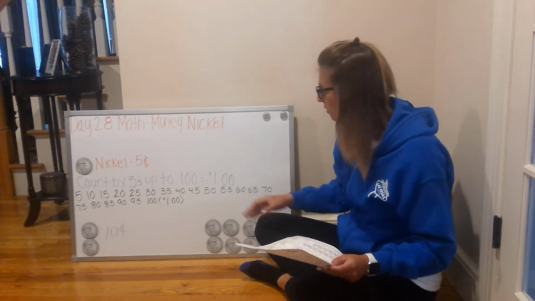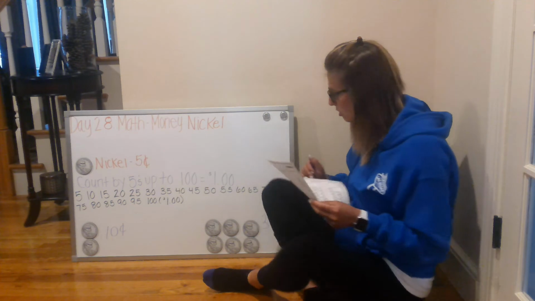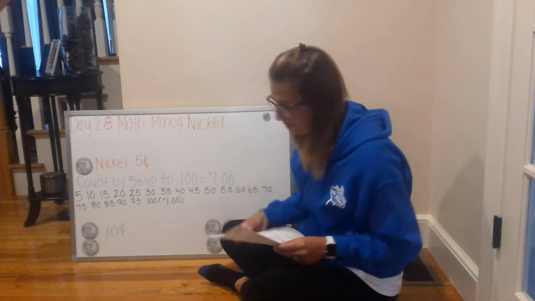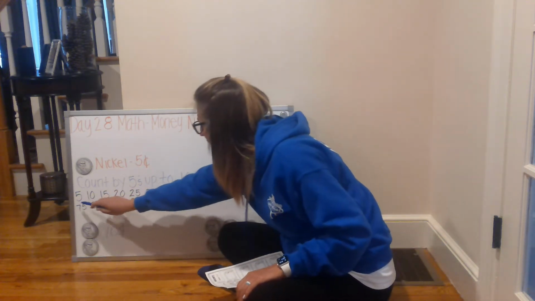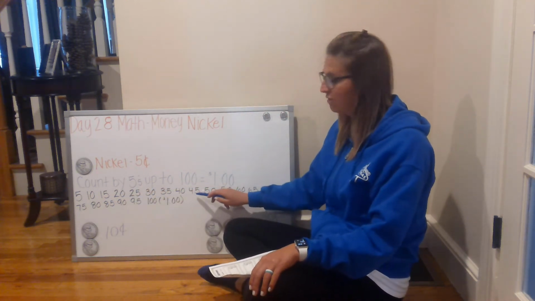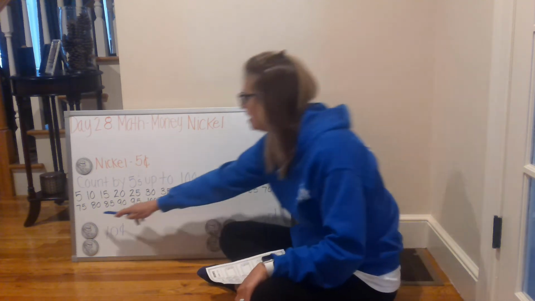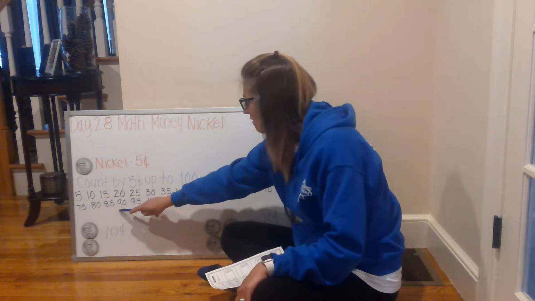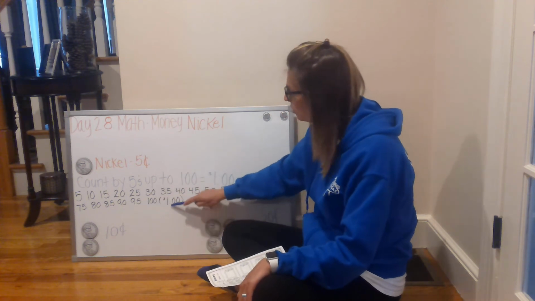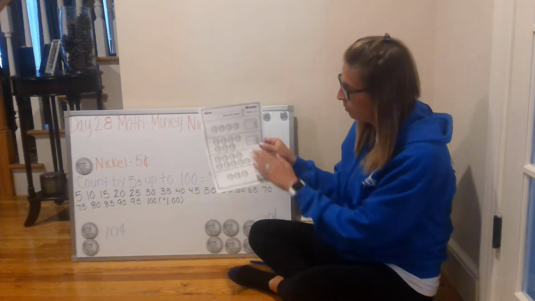Before I send you off, let's count by 5s again. I'm just going to review the directions, and then you can get started. Let's all count by 5s together. 5, 10, 15, 20, 25, 30, 35, 40, 45, 50, 55, 60, 65, 70, 75, 80, 85, 90, 95, 100, which is $1.